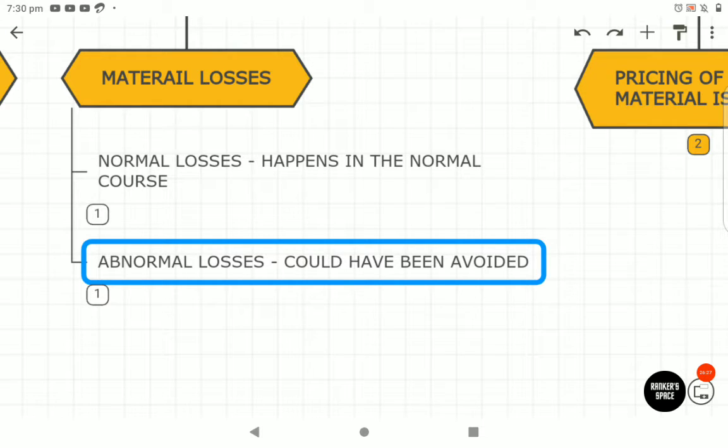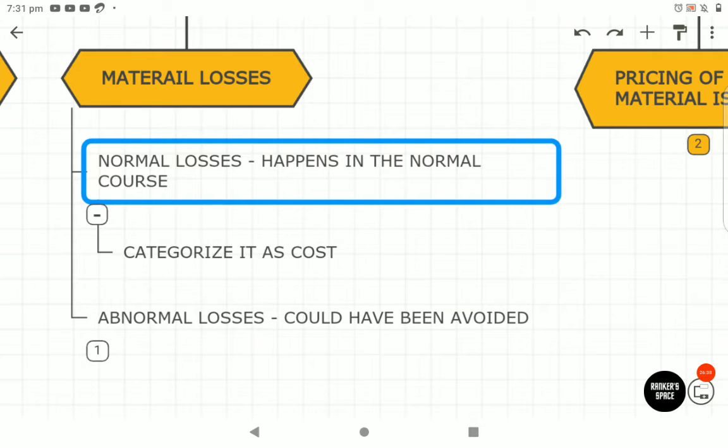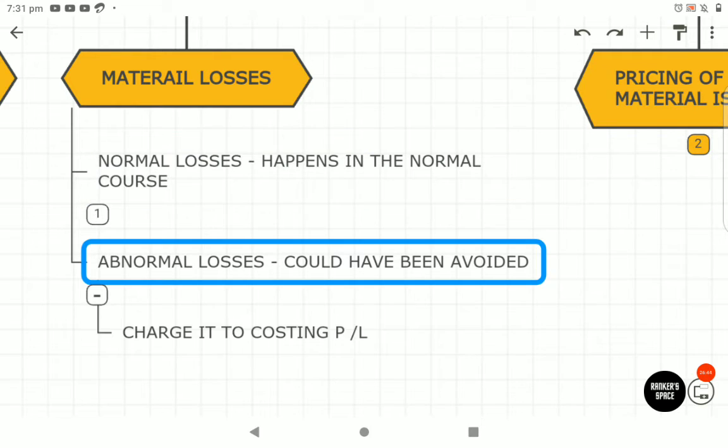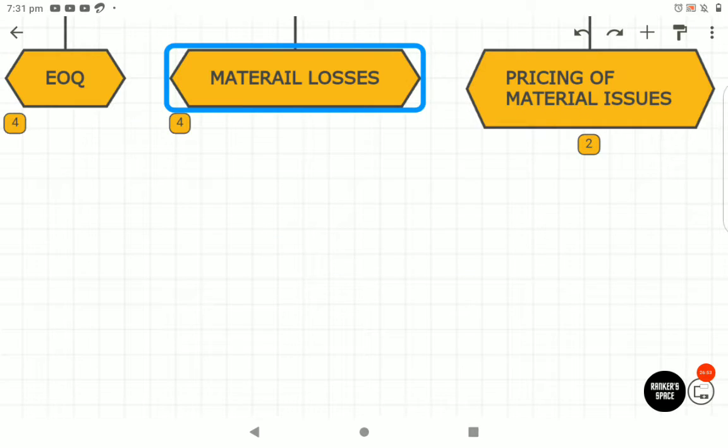Understood? So there are two different types of losses: normal loss and abnormal loss. Normal loss happens in the normal course of business. Abnormal loss could have been avoided. What you have to do with normal loss is categorize it as cost. You don't have to do anything else with it; charge it to the cost of production. Whereas in the case of abnormal loss, you have to charge it to the costing P&L account. Take it directly to costing P&L and charge it on the debit side. Understood, guys? So this is material costing.